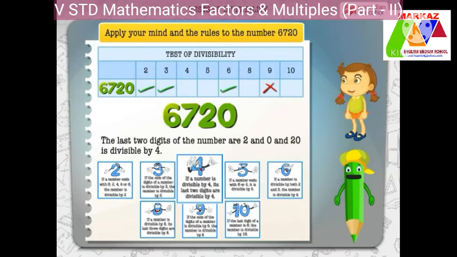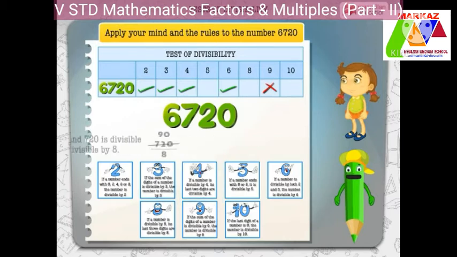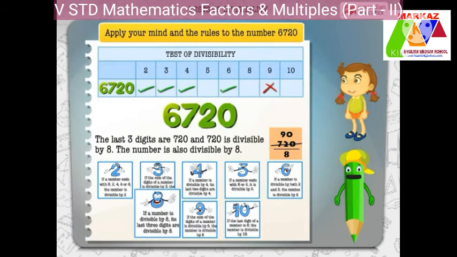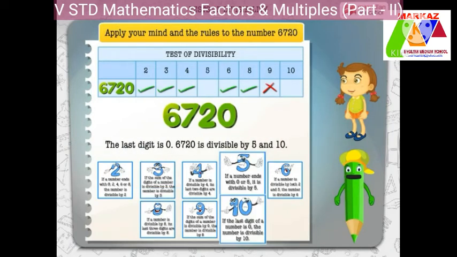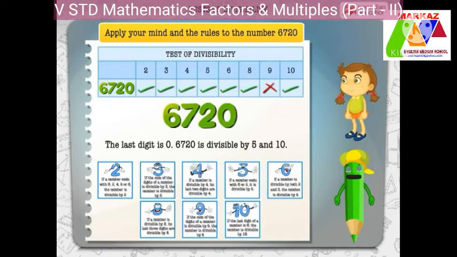The last two digits of the number are 2 and 0, and 20 is divisible by 4. 6720 is divisible by 4. The last three digits are 720, and 720 is divisible by 8. The number is also divisible by 8. The last digit is 0. 6720 is divisible by 5 and 10.